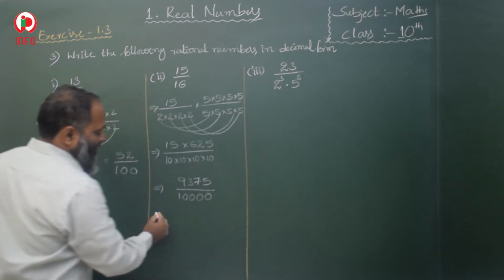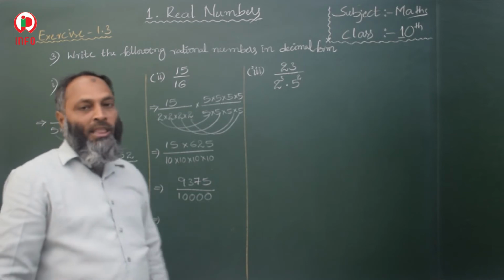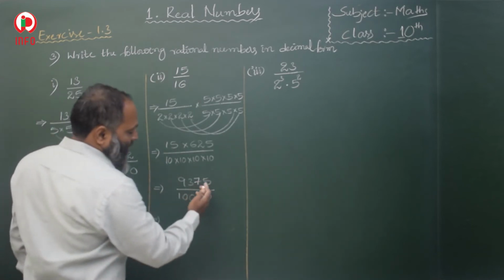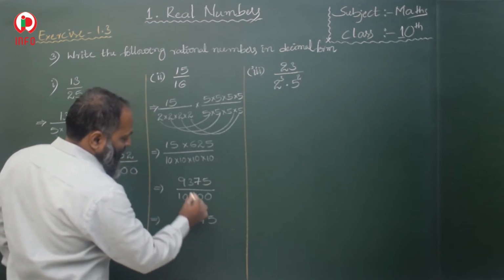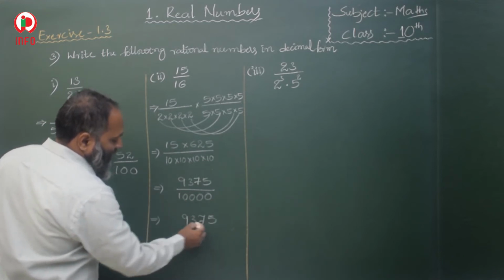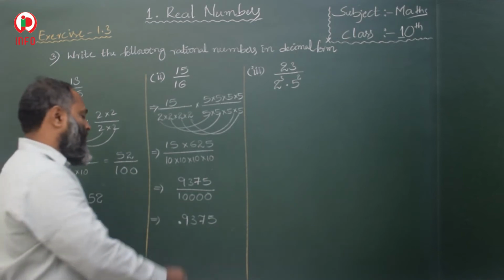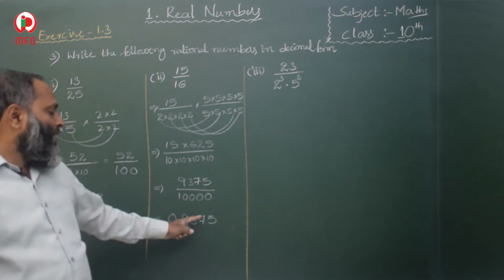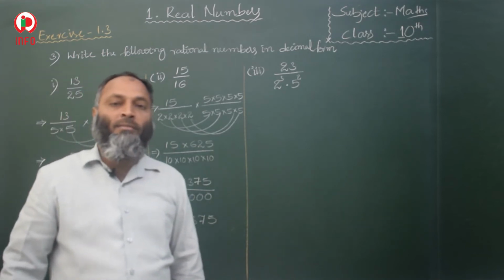So we are dividing the numerator with 10,000. So it means after 4 digits we keep a decimal. First digit is 5, second digit is 7, third digit is 3 and fourth digit is 9. After 4 digits we keep a decimal. After that nothing is left, so we should keep 0. So that is 0.9375. Okay.